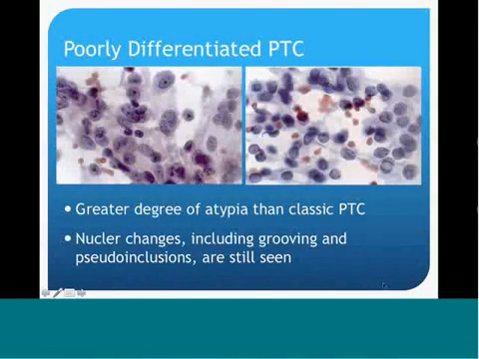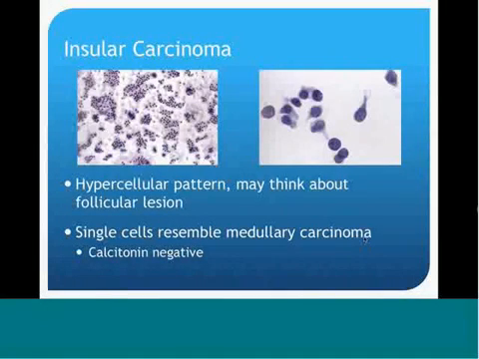So a poorly differentiated PTC will have a greater degree of atypia than a classic PTC, but you still see the nuclear changes such as the inclusions or the grooves. You can still see some of that. Insular carcinomas, again, can have a hypercellular pattern. It may make you think about a follicular lesion, but then when you start looking more closely, you see some cells that resemble a medullary carcinoma because they look maybe a little granular. They're single cells, they're more cigar-shaped, or they look a little bit more neuroendocrine in quality, but they are calcitonin negative.